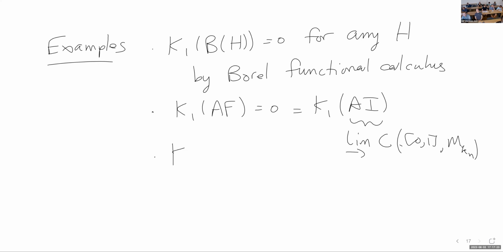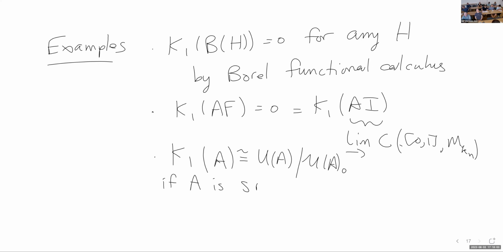And K1 of continuous functions, let me in fact say that K1 of A is, so if my algebra is stable rank 1, remember that meant invertibles are dense, possibly in the unitization, then I don't even need to pass to matrices. So the K1 group of a stable rank 1 algebra is just the group of homotopy classes of unitaries in A. I'll write it like this: U(A) modulo those that are connected to the identity.